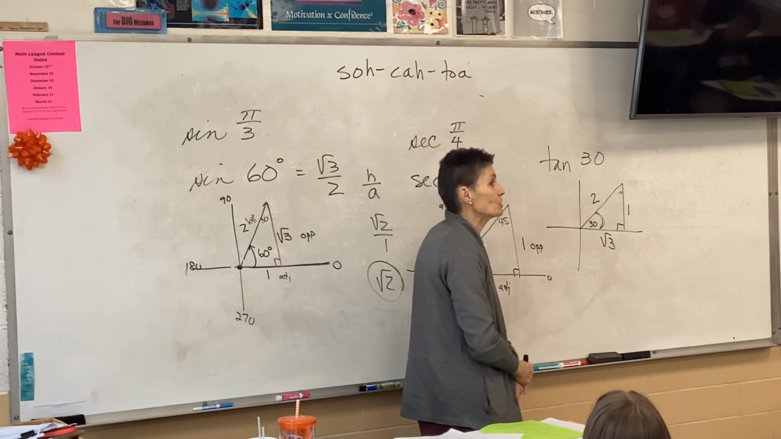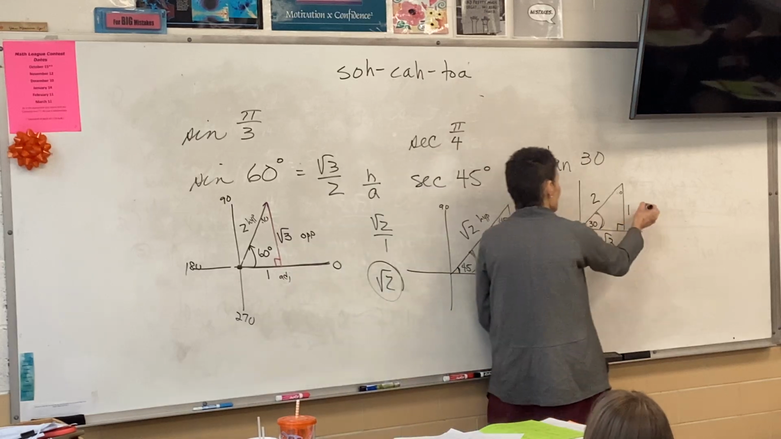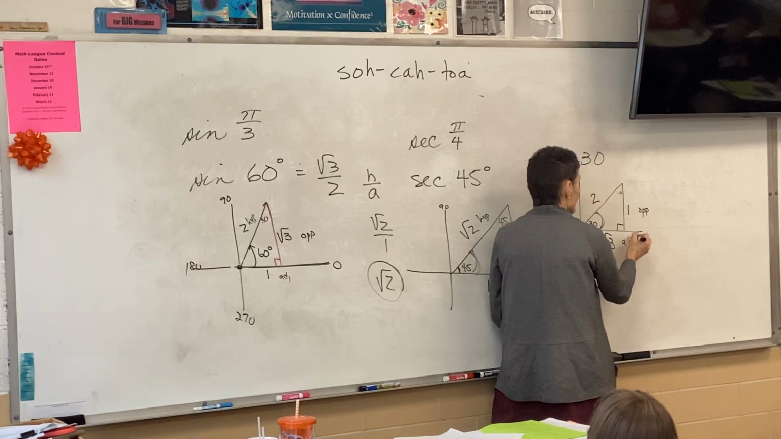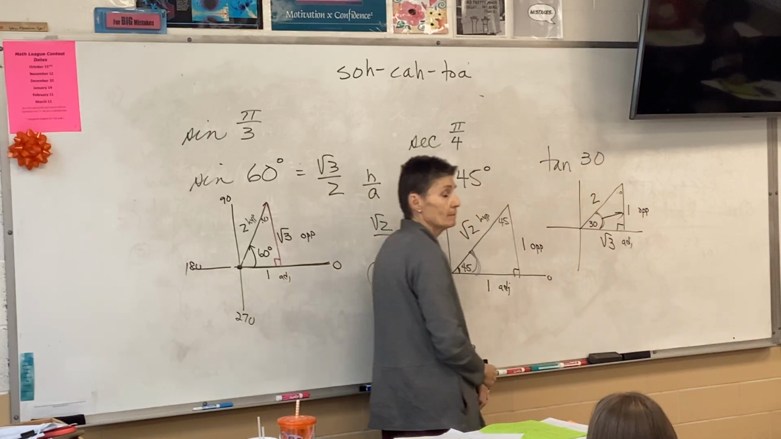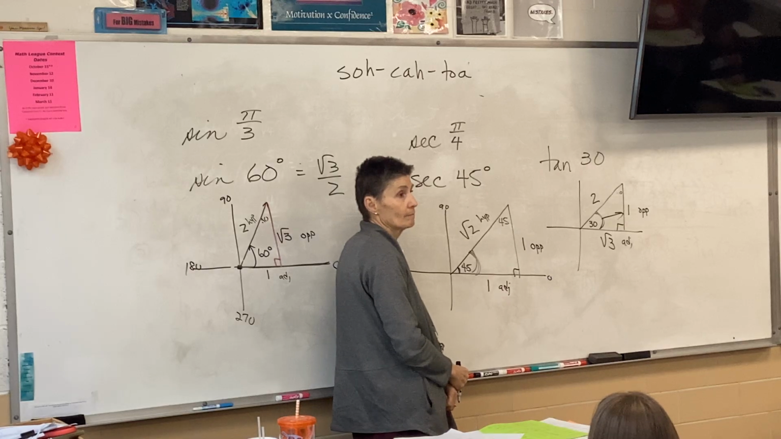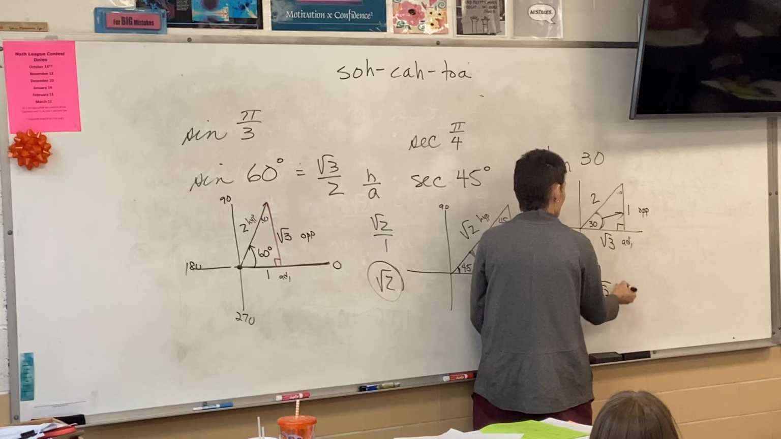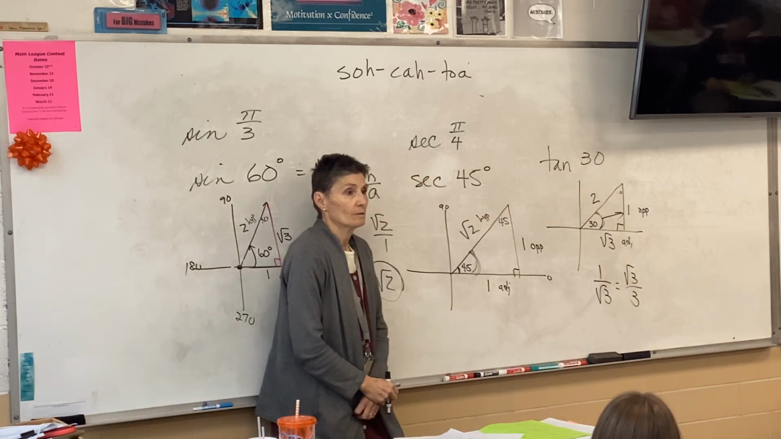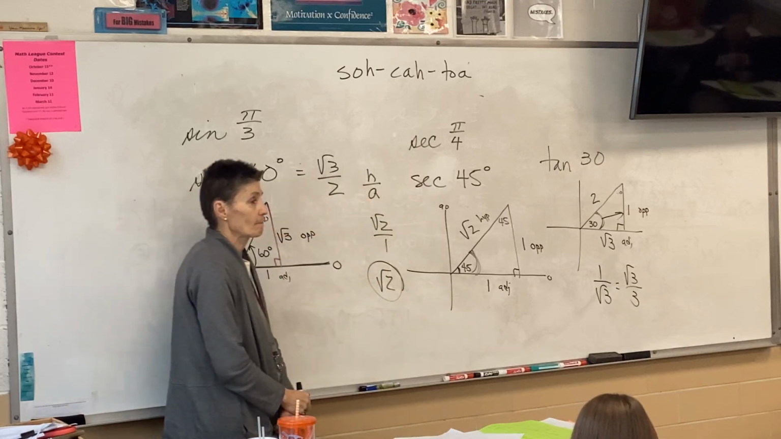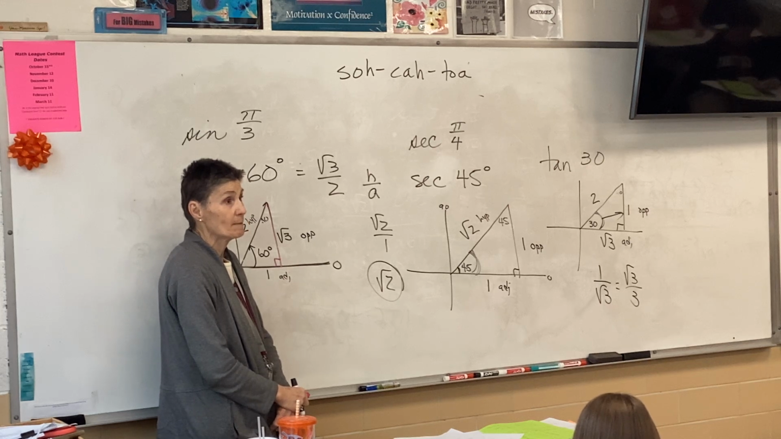tell me about tangent. What's tangent? Toe up. So opposite over adjacent. Remember, that's your angle. So opposite's over there. So my answer is 1 over root 3, or root 3 over 3. Okay, that took 1 minute. I went kind of fast. Anybody have a question about any of those steps?